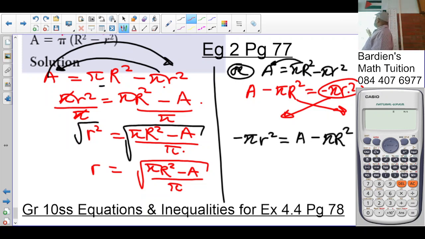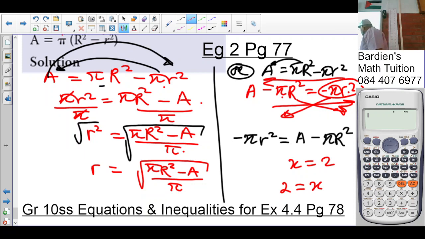Because negative pi r squared is equal to a minus pi r squared, or a minus pi r squared is equal to negative pi r squared. Either way you go, it's the same thing. So if you swap everything on the left hand side of the equal sign to the right hand side and vice versa, it's the same thing. For argument's sake, we've got x is equal to 2, it's the same as 2 is equal to x.